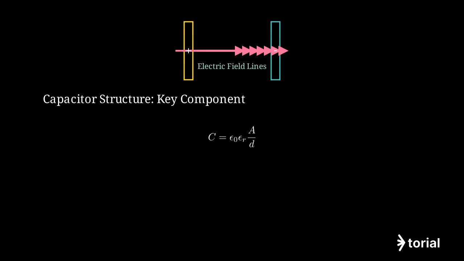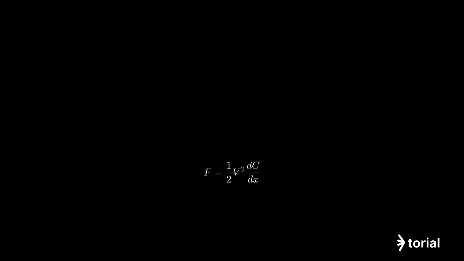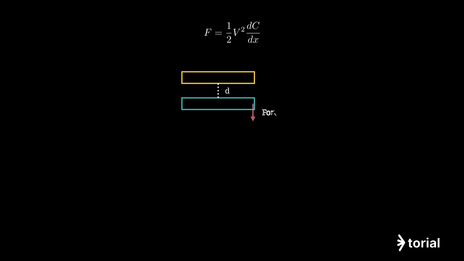Capacitance equals permittivity times area divided by distance between plates. The electrostatic force equals 1/2 voltage squared times the derivative of capacitance with respect to displacement. As voltage is applied, attractive forces develop between the plates, causing mechanical displacement.